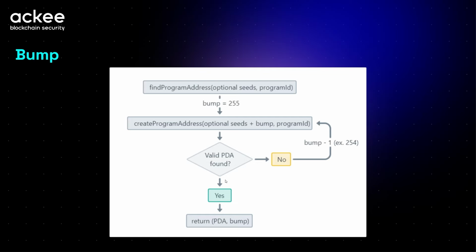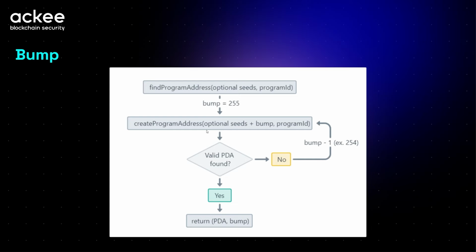Here is the check if the address is a valid PDA. That means if it lands on the curve or not. If no, then yes, it is a valid PDA, and we are basically done. If it is not a valid PDA, then we go to this no branch, we decrease the bump by 1, so we go to the number 254, and we do it again.